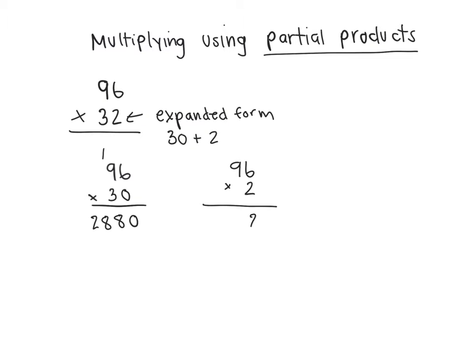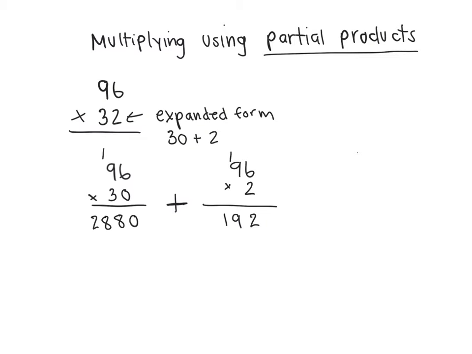So 6 times 2 is 12. Carry the 1. 9 times 2 is 18, plus 1 more is 19. And I'm going to take these two that I have here and add them together. Eight plus 9 is 17. 8 plus 2 is 10. And then 3. So I should have 3,072.